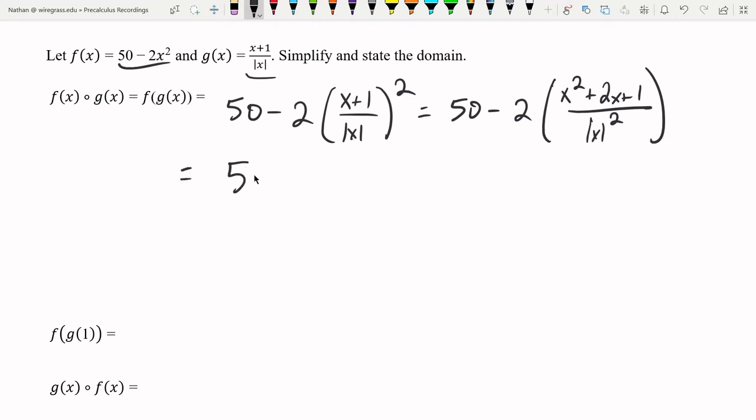Now we're going to do 50 minus 2x squared minus 4x minus 1, and just distribute the negative 2 on top.